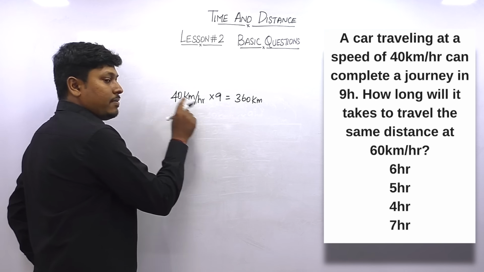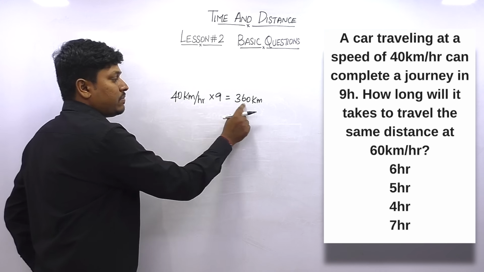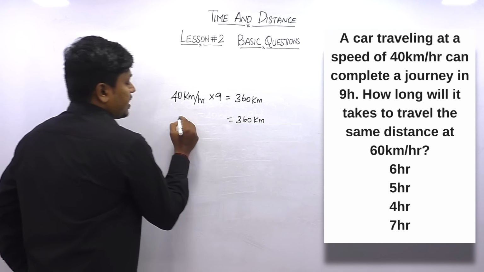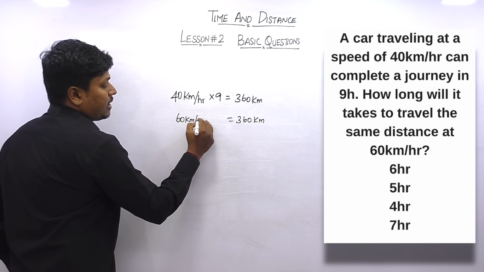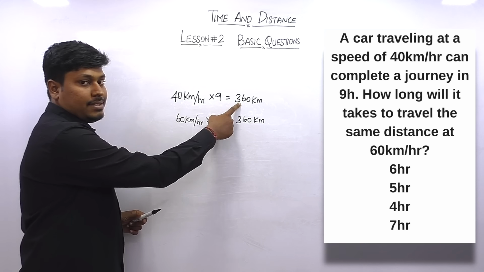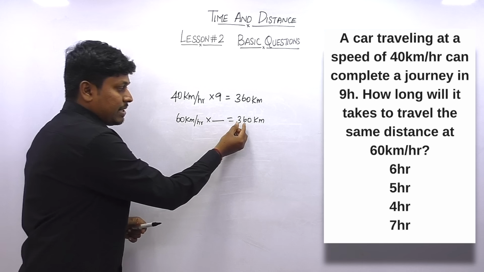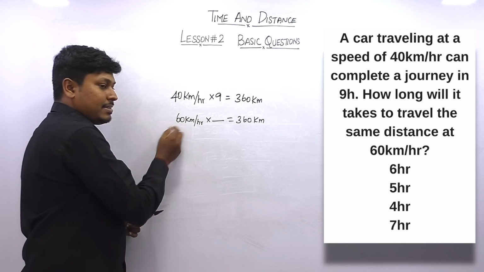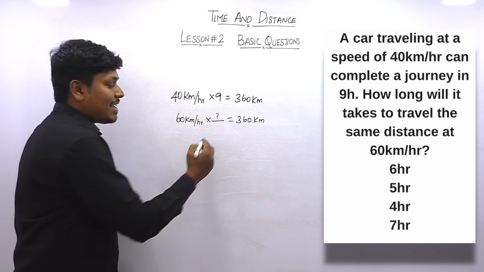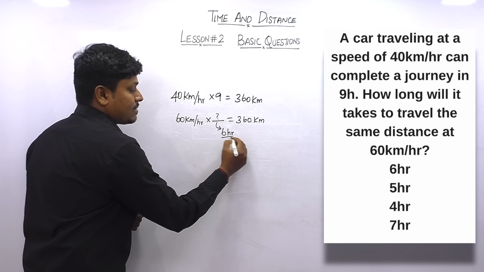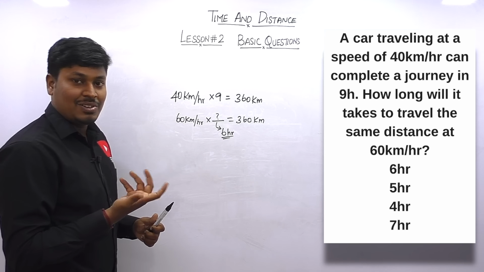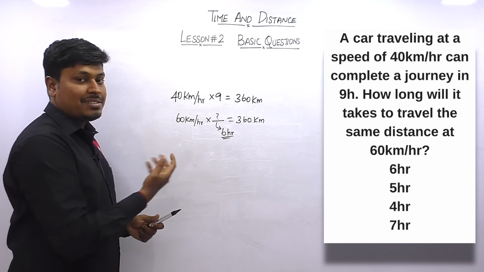Friends, got it? 1 hour 40 km, 9 hours will be 9 into 40, which is 360. The same distance 360 km, car speed is 60 km per hour, and our target is to find the time. It is easy, right? 9 into 40 is 360. Similarly for the same distance, with 60, the number that you multiply here should give 360. You can easily say the answer for this question mark is 6 hours. Only if you multiply 60 into 6, the answer will be 360 km. Got it? So the answer for this question is 6 hours.